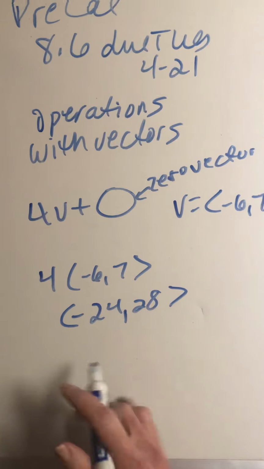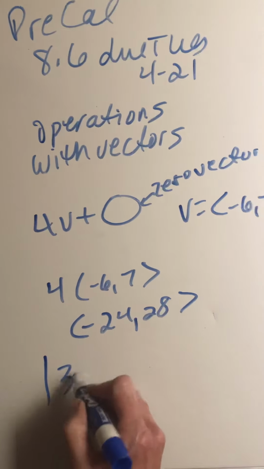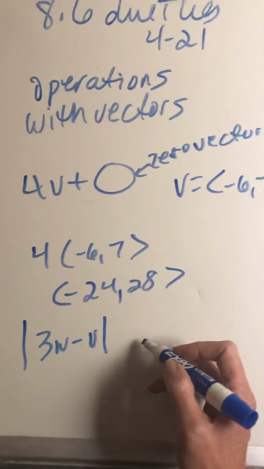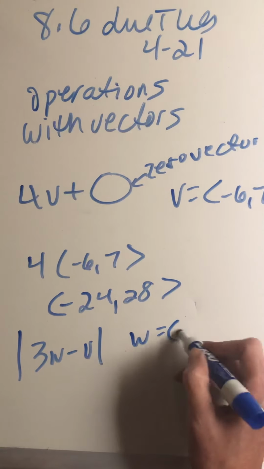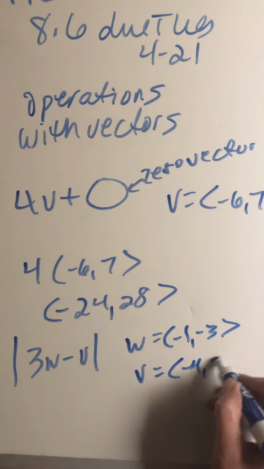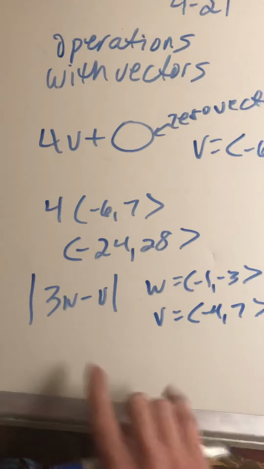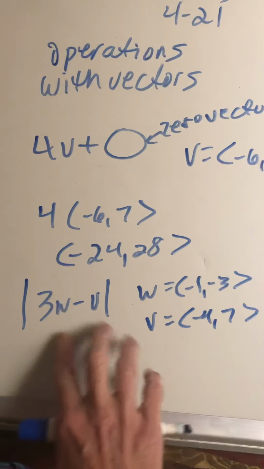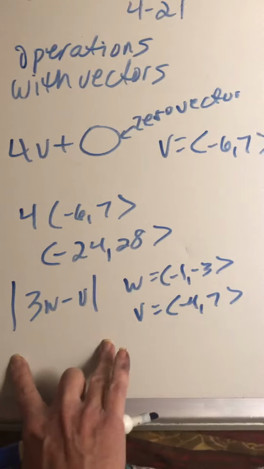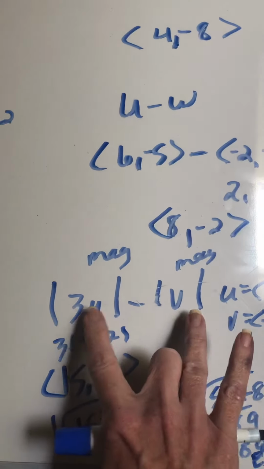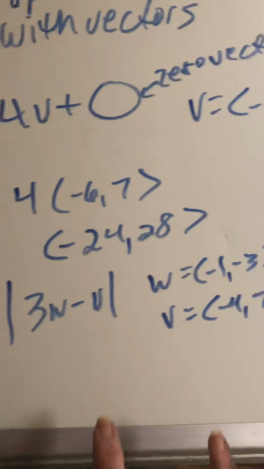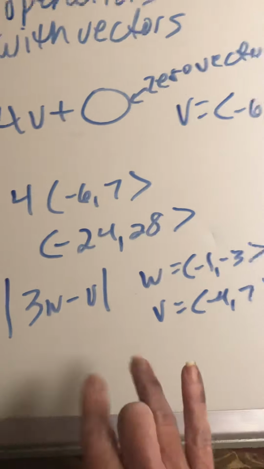You could also see something like the absolute value of 3W minus V, where they're both in absolute value. So my W here is -1, -3. My V is -4, 7. So what you do here is you do all this first, and then once you subtract them, then you'd find the magnitude. The magnitude would be the last thing. The difference here is you did this and you had that. You found the magnitude first, and then you tried to subtract them, okay? So here we're going to do everything in here first and then find the magnitude.